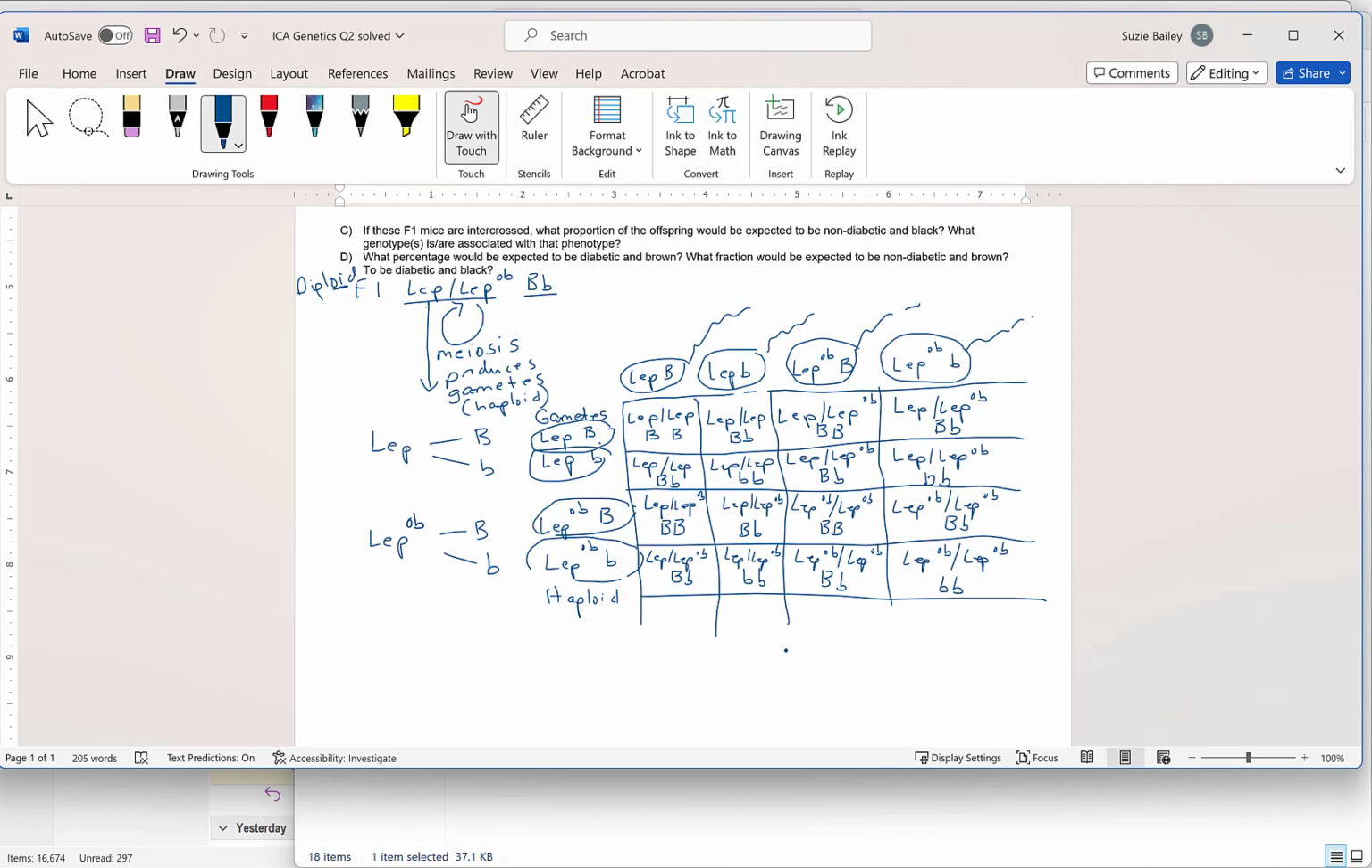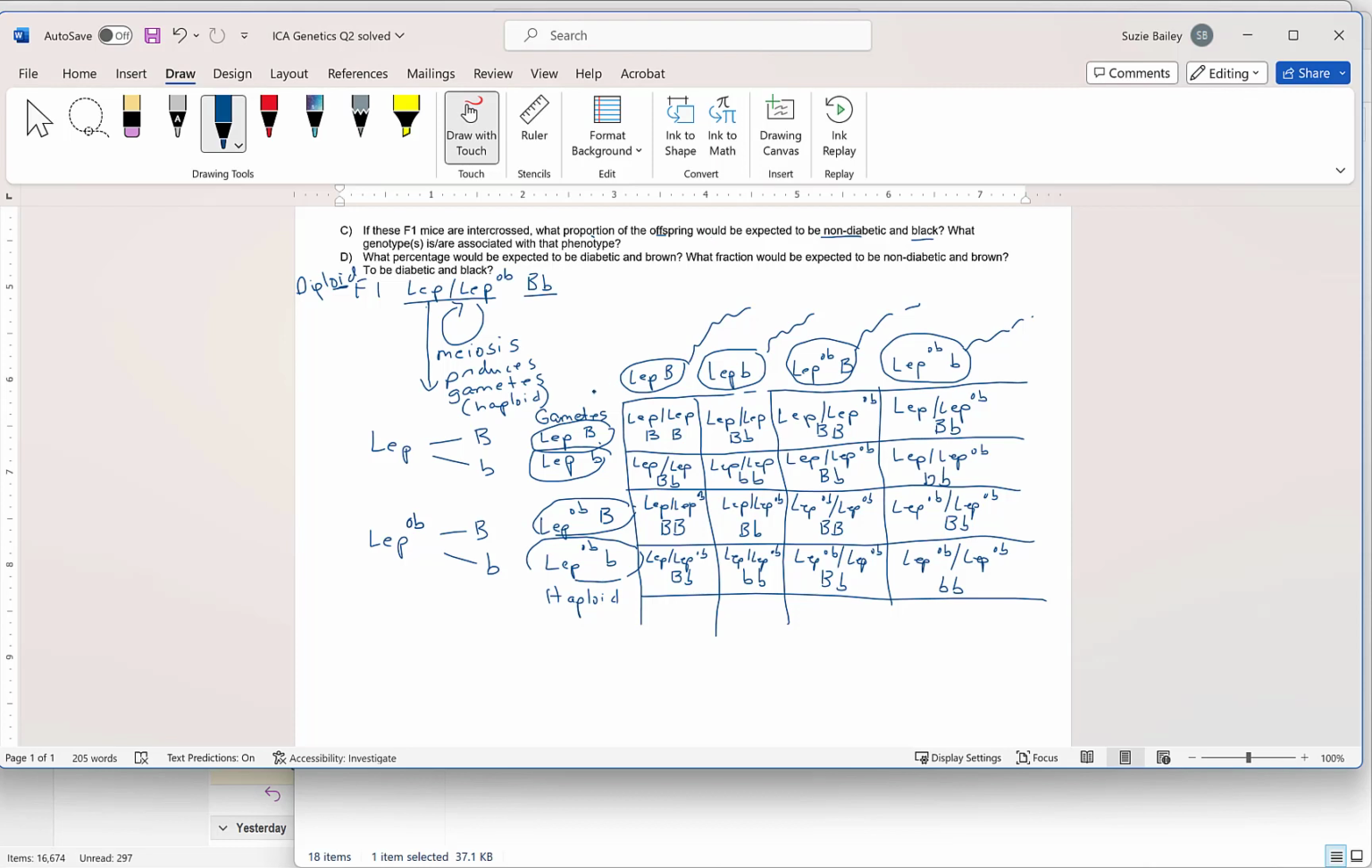Let's say you did decide to do it this way. Could you answer the question like this? Absolutely, you could do this. So again, the question C asked us, if these F1 mice are intercrossed, what proportion of the offspring would be expected to be non-diabetic and black?